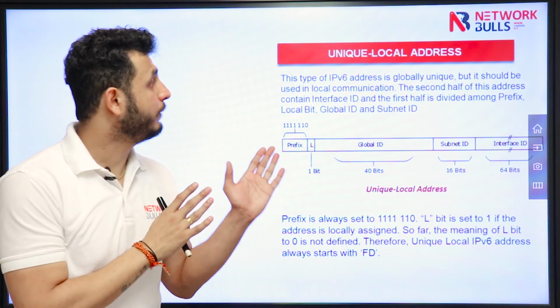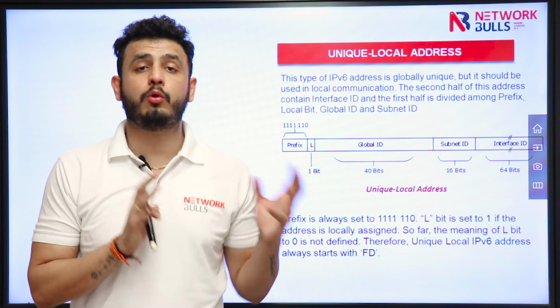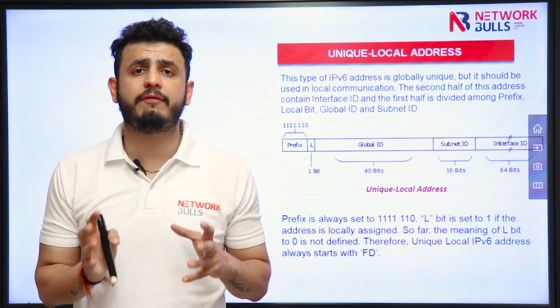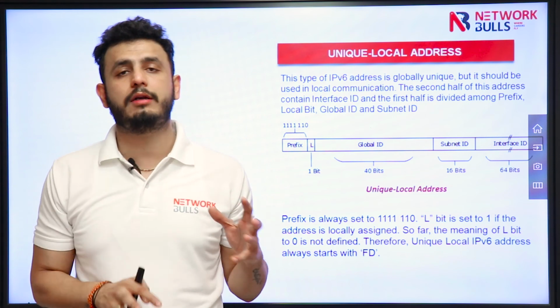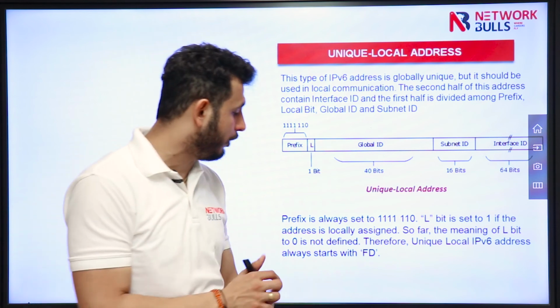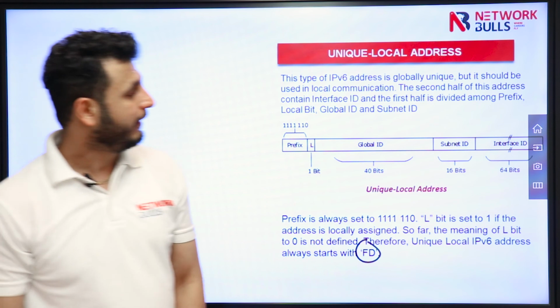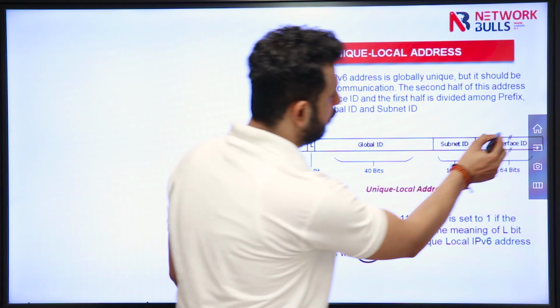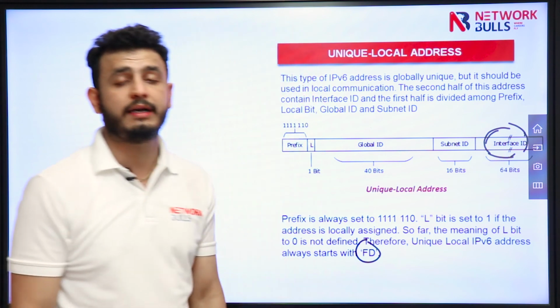So guys, now we are discussing unique local addresses. Unique local addresses are very similar to private IPv4 addresses. Whenever you want communication in your enterprise network, you can use these addresses. These addresses will always start with FD, like I'm showing you here. In a similar way, these addresses also have the concept of an interface ID. I will show you how to calculate the interface ID.